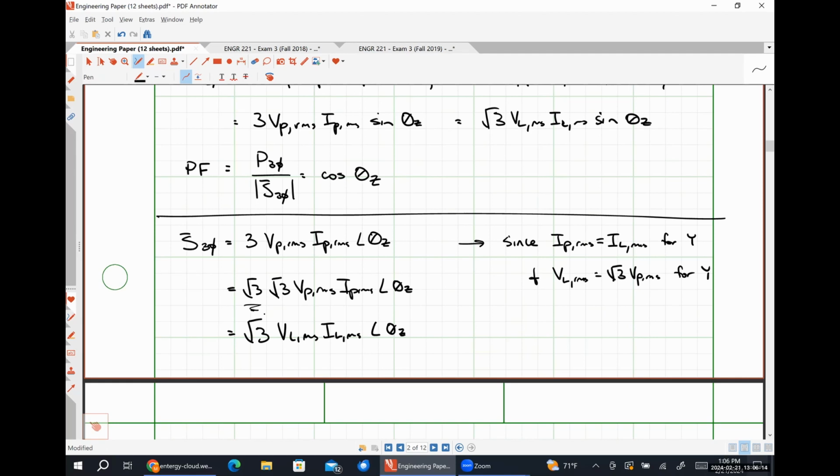And then it would work the exact same way for delta, since VL RMS is equal to VP RMS for delta, and IL RMS is equal to root 3 IP RMS for delta. We could just associate this root 3 with this guy over here for a delta connection, and we wind up with the exact same relationship. Okay. Yep, no problem.